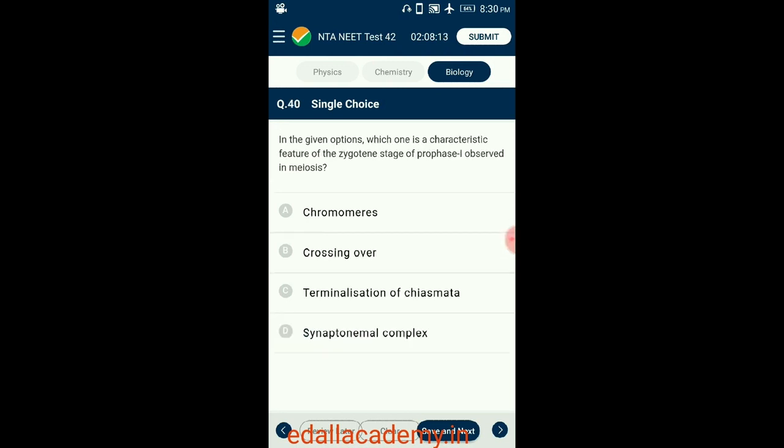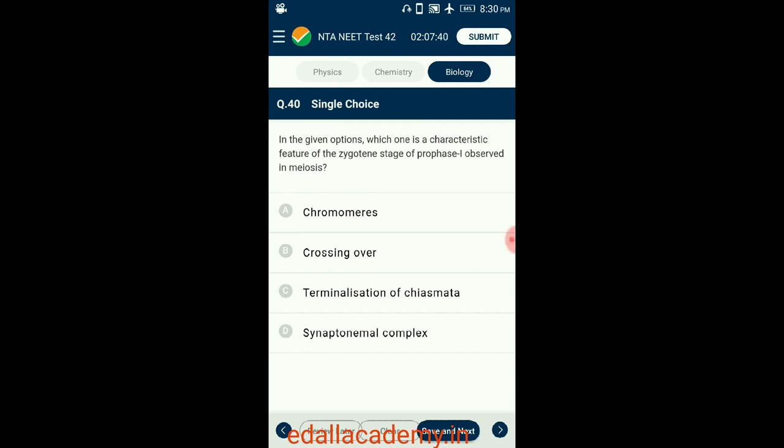Question number 40. In the given options, which one is a characteristic feature of the zygotene stage of prophase 1 observed in meiosis? The zygotene stage is observed in prophase 1 of the meiosis 1 divisional phase. In this stage, chromosomes start pairing together, forming an association called synapsis. This pairing is observed between homologous chromosomes. These synapses result in the formation of a complex structure called the synaptonemal complex.